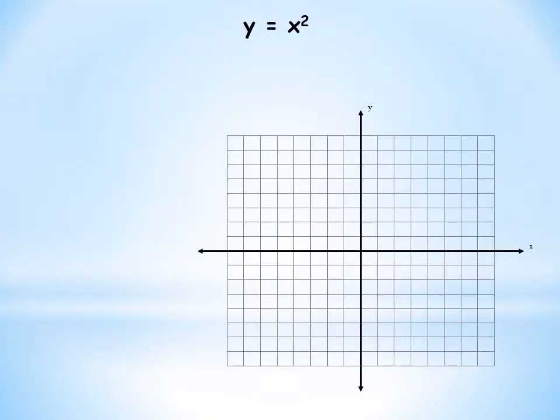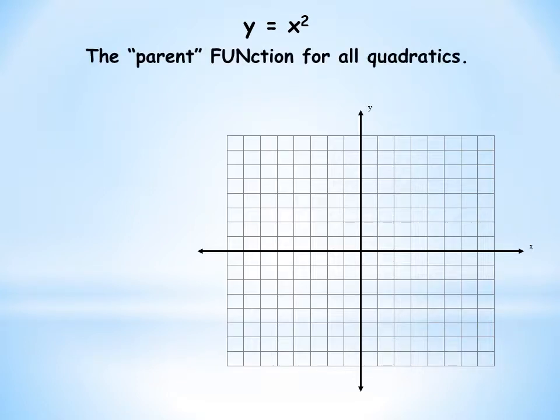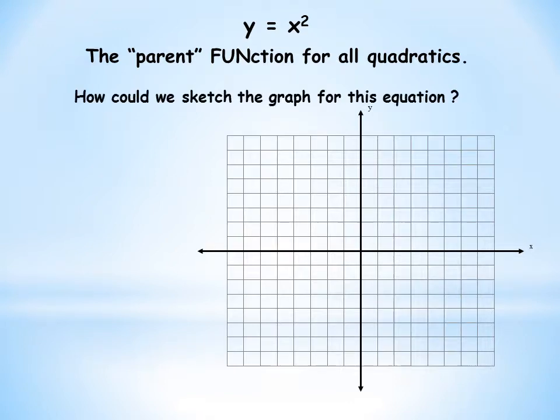So let's see how we can graph these functions. Anytime you have a function and you have no idea what it looks like, now we know it looks like a U-shape, but let's pretend we had no idea what it looked like. The best place to start is to simply make an xy table. We now know that this y equals x squared is the parent function for the quadratics.